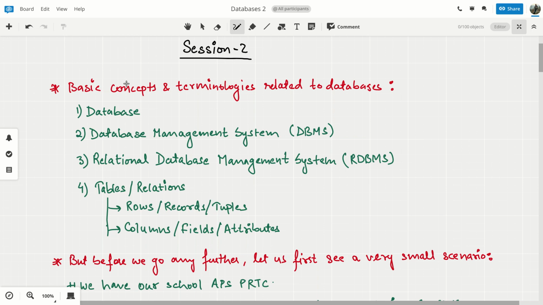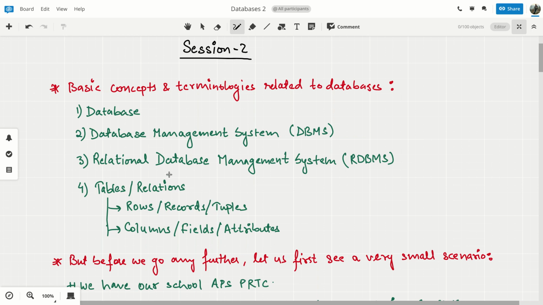In this very small session, we are going to learn about a few basic concepts like database, database management system, which in short is also known as DBMS, relational database management system, RDBMS, tables, which are also known as relations, and what tables are made up of, that is rows and columns and various other names of the same.